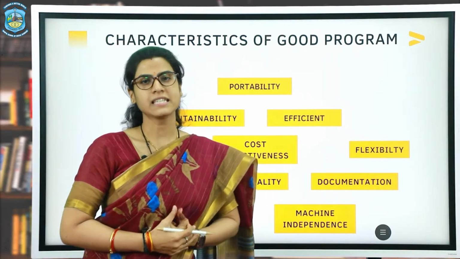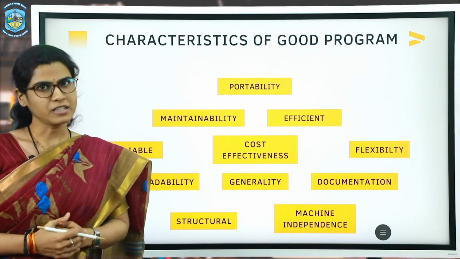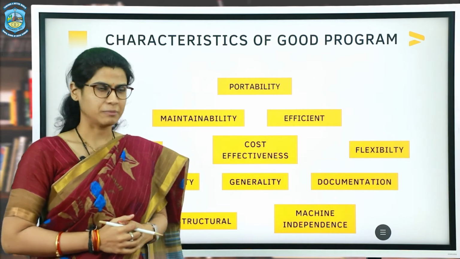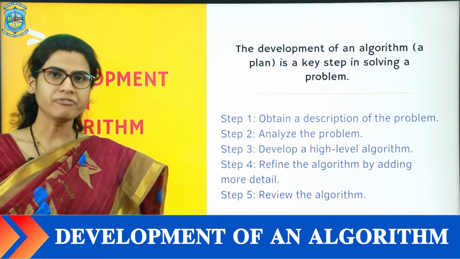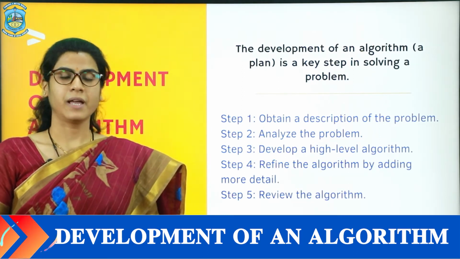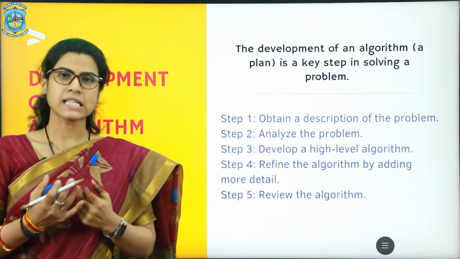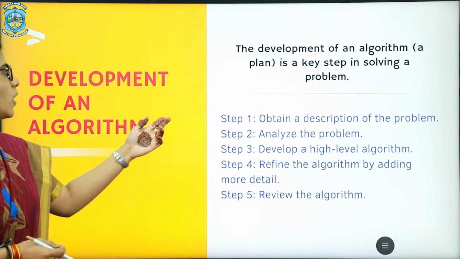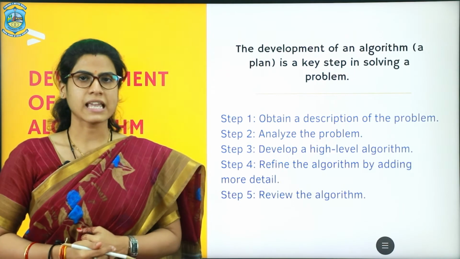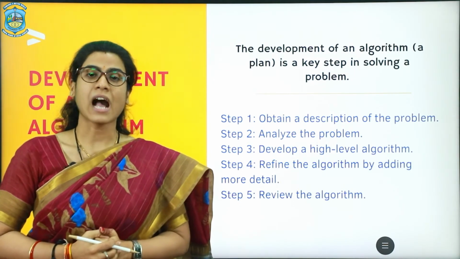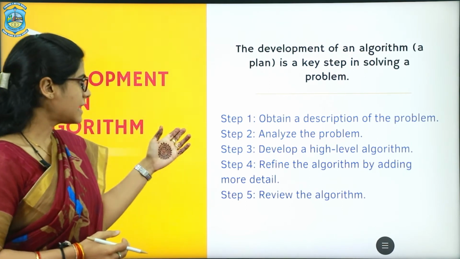After seeing all these characteristics of a good program, now let's see what exactly an algorithm is and how we develop an algorithm. Here I have mentioned a few steps with the help of which we can easily develop an algorithm. Before developing an algorithm, we should know what exactly an algorithm is. An algorithm is basically a step-by-step procedure, or you can say the key steps which we follow to implement any program. So these are the steps.